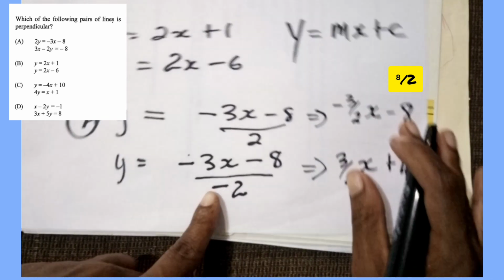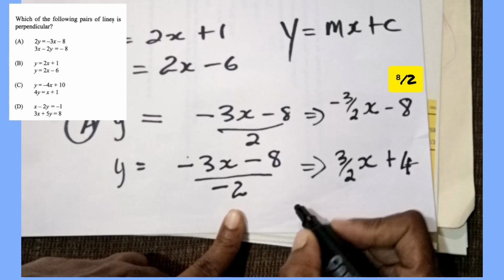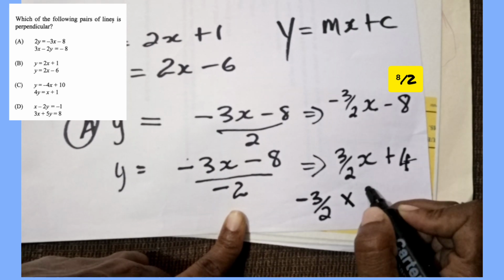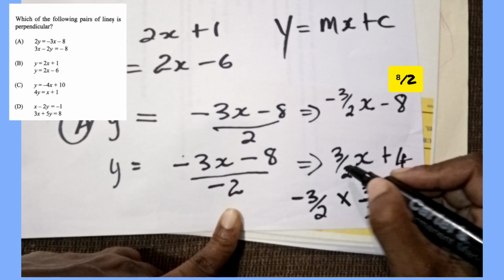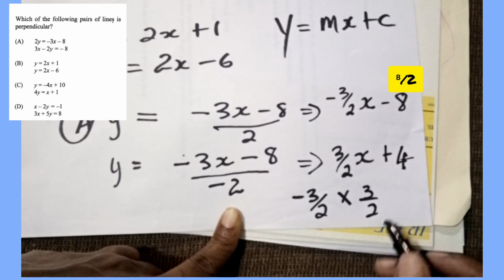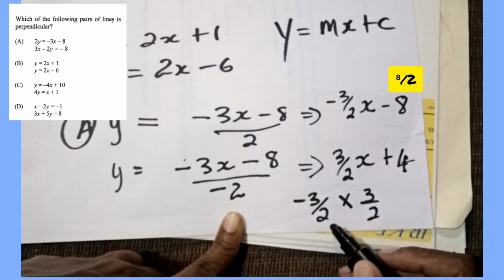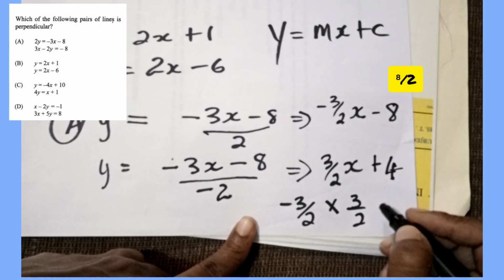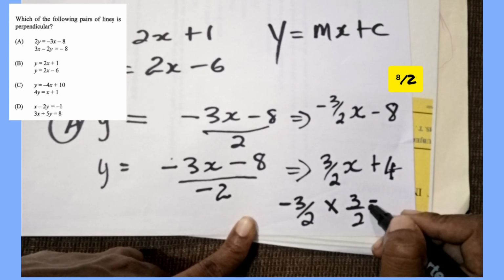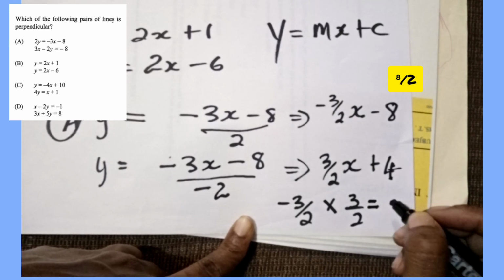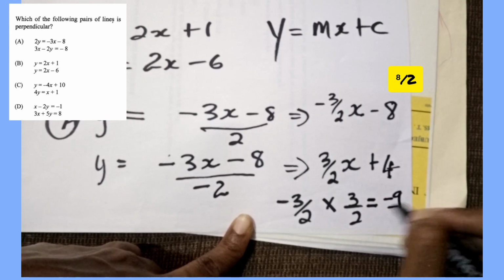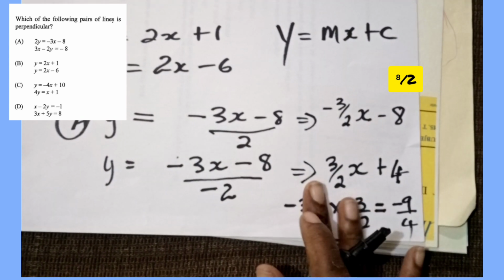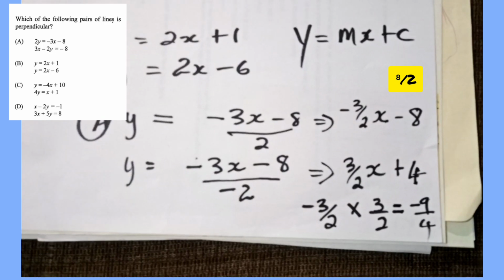All right. So we're going to take the gradients. The gradients of equation 1 are a negative 3/2 and a positive 3/2. When we multiply those two, what do we get? We don't have anything that can cancel. We just have to multiply 3 by 3 and 2 by 2. And one of the fractions is negative, so we have a negative 9/4. That means those two are not perpendicular because we did not get negative 1.